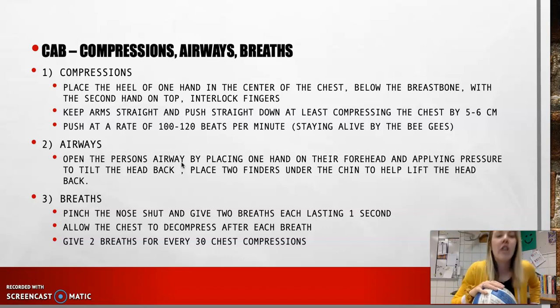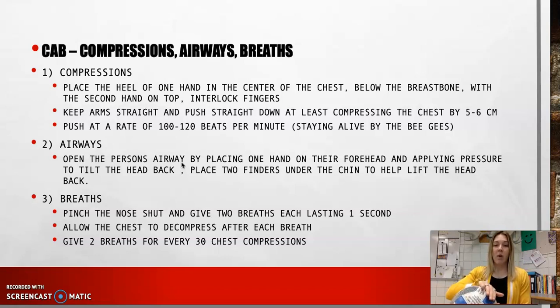Next, we're going to talk about checking the airways. So you want to make sure that the person's airway is open and they can breathe. So we're going to pretend that this is the person's head this time. It was just the person's chest, so now this is their head. You're going to push, you're going to put their head, we're going to pretend this is the forehead here.